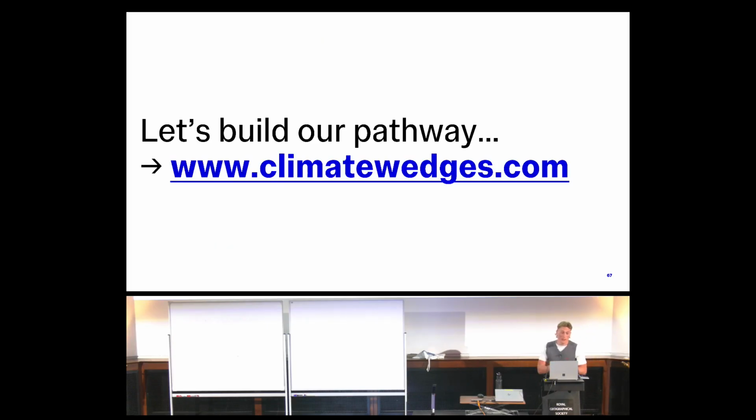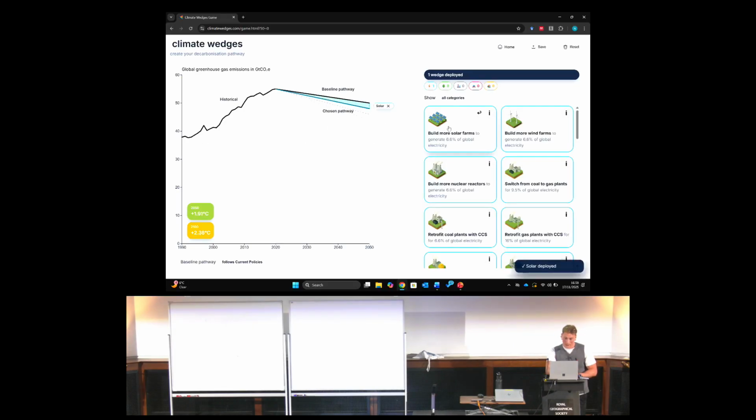We can punch this in to a website that myself and a colleague have built, which is the Climate Wedges website. And we can construct our own decarbonisation pathway. We did that solar. That was a very popular strategy, so we can punch in 2 wedges. We had wind farms, nuclear hydrogen, so nuclear.